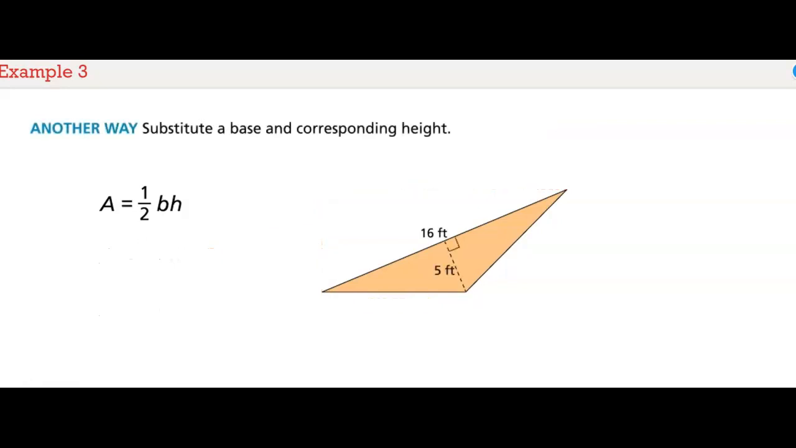Another way to find the area is to substitute another base and corresponding height into the area equation. When the base of the triangle is identified as 16 feet, the height is 5 feet. Multiply to find that A equals 40. Once again, the equation shows that the area of the triangle is 40 square feet.